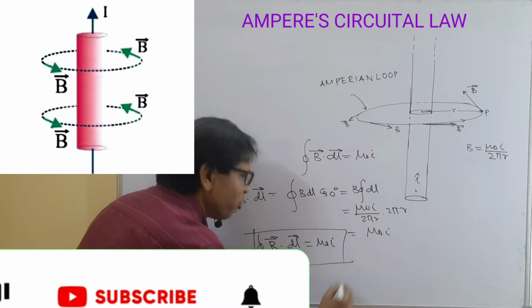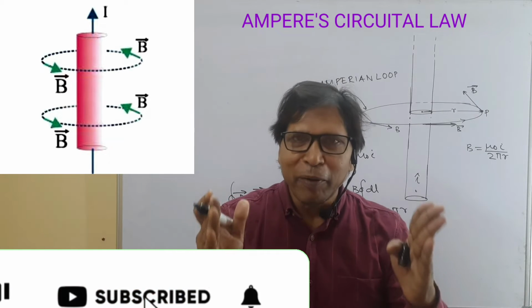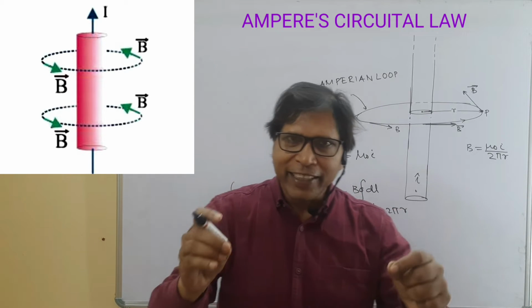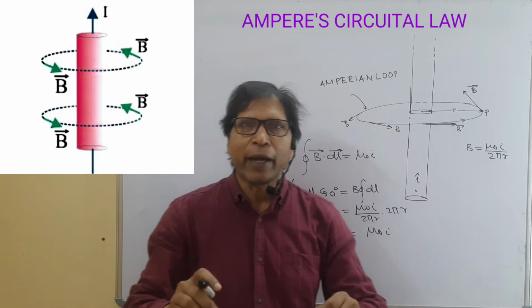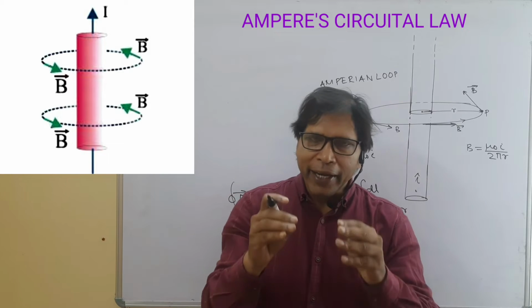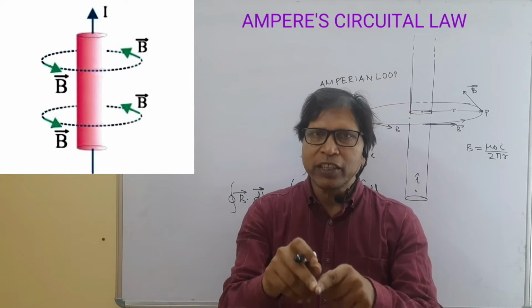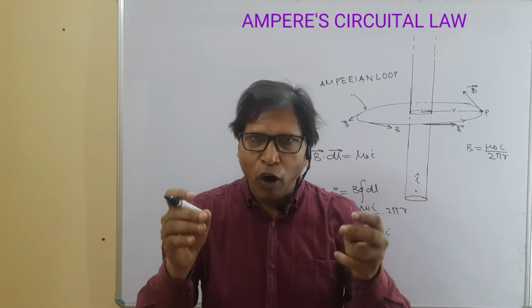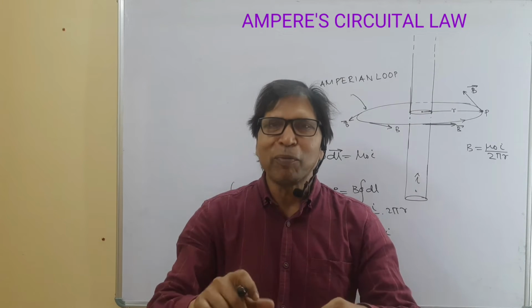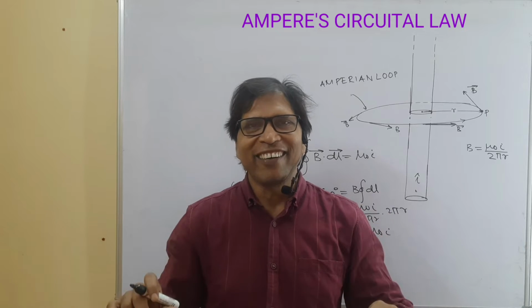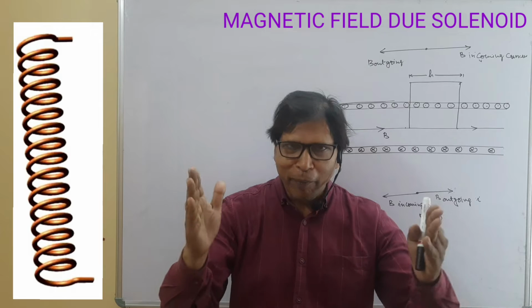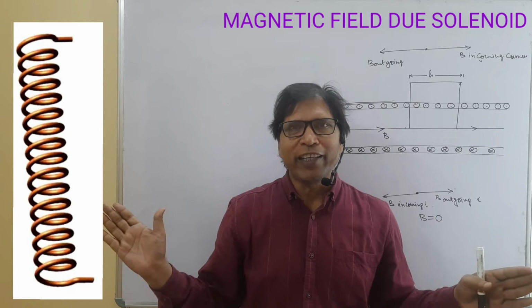Okay? Now the limitations of Ampere's circuital law. During charging and discharging of a capacitor, a magnetic field is produced in it. This magnetic field is not obtained with the help of Ampere's circuital law. Okay? Now we have to calculate the magnetic field due to a solenoid.